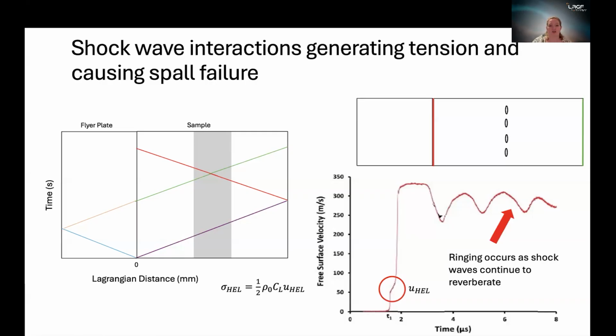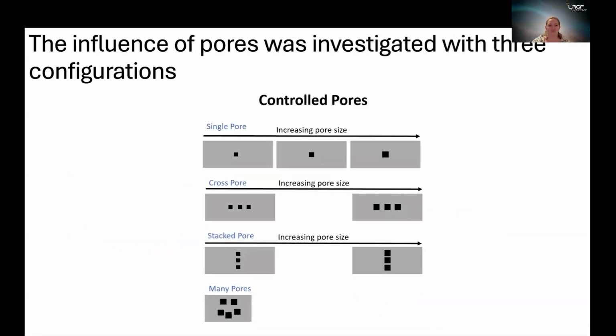The other piece of information that's very helpful from this plot is that we can also calculate our spall strength. So we do this by using the distance between the velocity plateau and that first minimum. So using that value as well as our density and bulk sound speed, we can calculate the overall spall strength for our material. So now we'll jump into some of the actual experiments for this configuration.